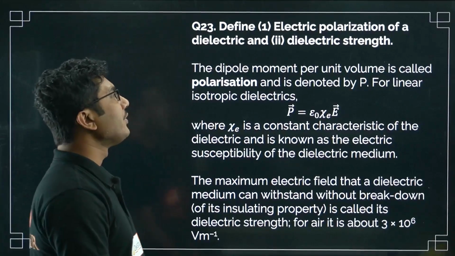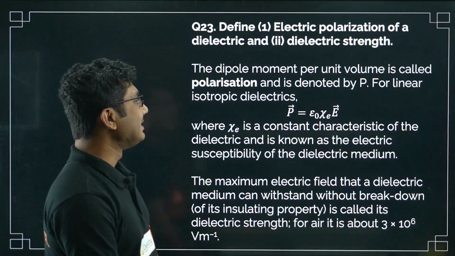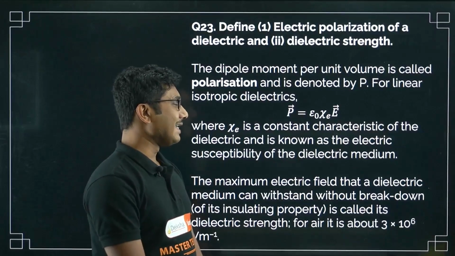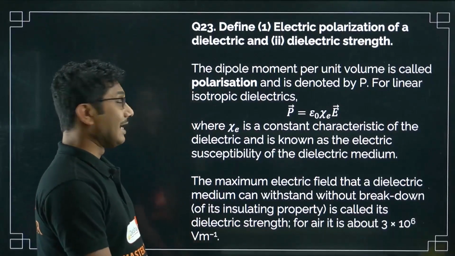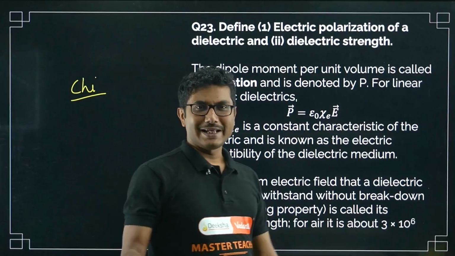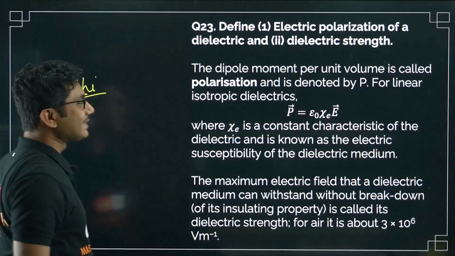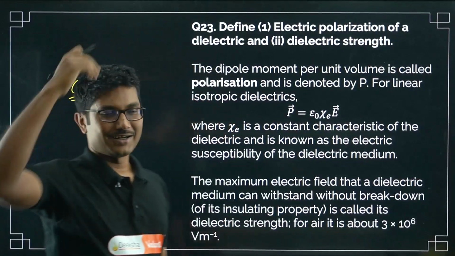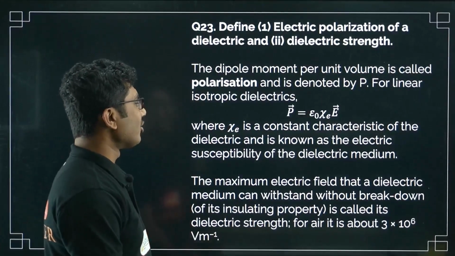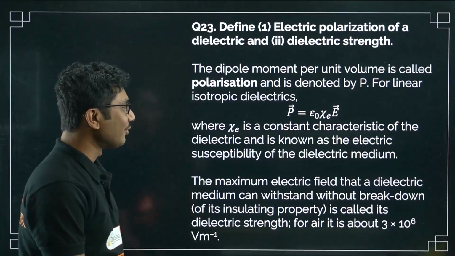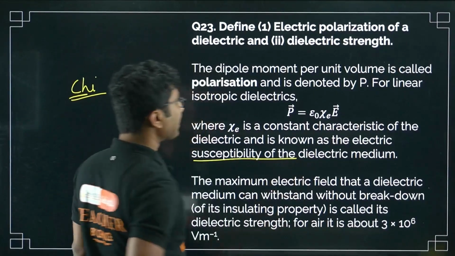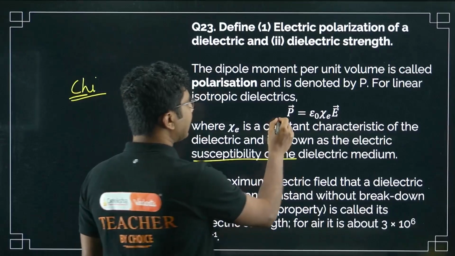The dipole moment per unit volume is called polarization and is denoted by P. For a linear isotropic dielectric, P is given by epsilon naught chi E times the E vector, where chi E is spelled like this, chi, but while spelling we say ch is ka, so it's chi. Chi E is a constant characteristic of the dielectric and is known as the electric susceptibility of the dielectric medium. So this is the definition of electric susceptibility of the medium. This is the electric polarization.